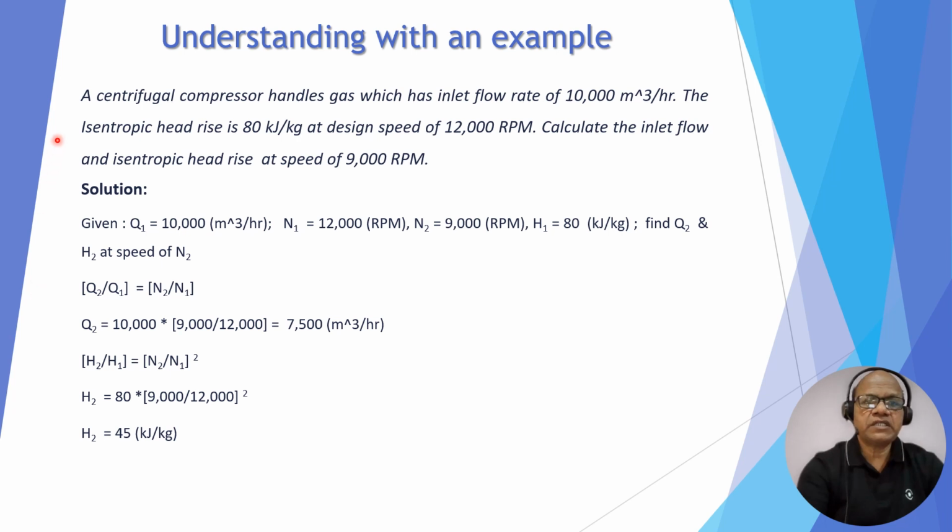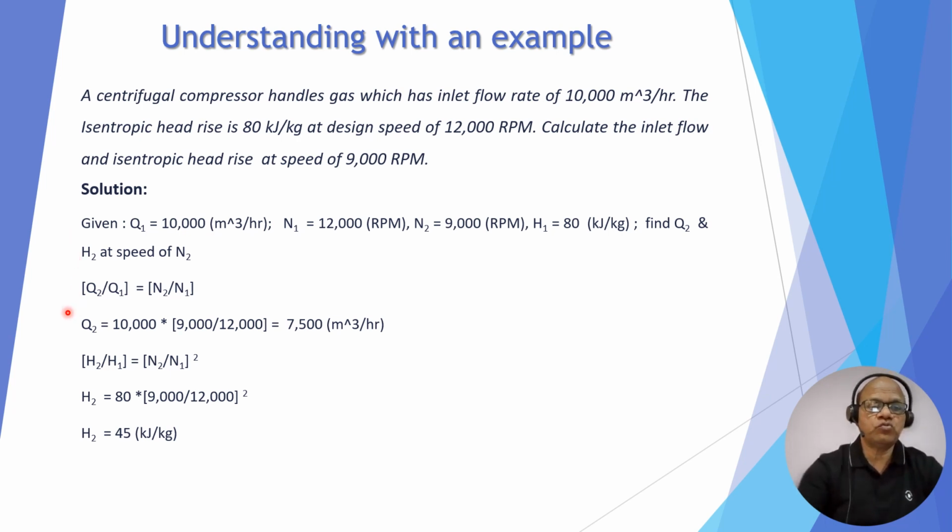Now let us understand with an example. A centrifugal compressor handles gas which has an inlet flow rate of 10,000 meter cube per hour and isentropic head rise of 80 kilojoule per kg at a design speed of 12,000 rpm. Calculate the inlet actual flow and isentropic head rise at a speed of 9,000 rpm. Solution: given Q1 is 10,000 meter cube per hour, N1 is 12,000 rpm, N2 is 9,000 rpm, H1 is 80 kilojoule per kg. Find Q2 and H2 at a speed of N2.